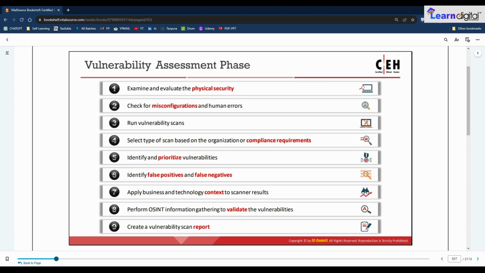The assessment phase involves examining the architecture of the network, evaluating the threats to the environment, performing penetration testing, examining and evaluating physical security, analyzing physical assets, assessing operational security, observing policies and procedures, and assessing the infrastructure's interdependencies as well. So these are the steps which we can follow in the vulnerability assessment phase.